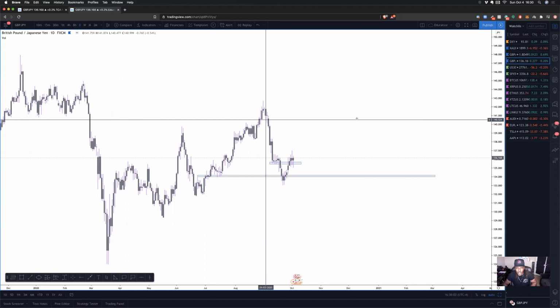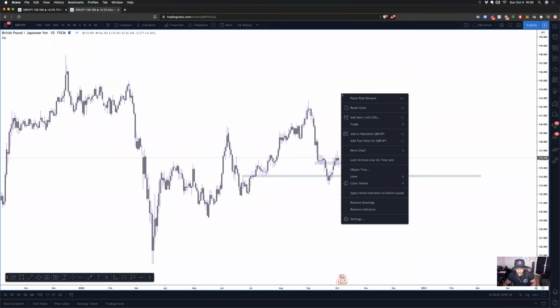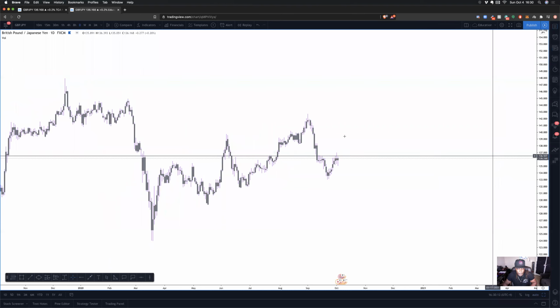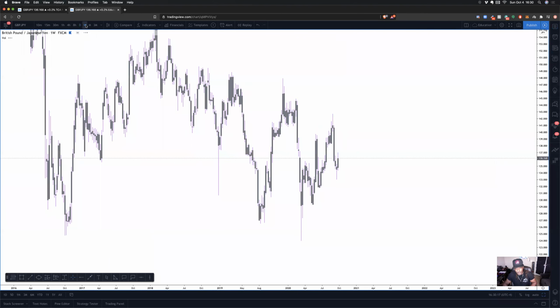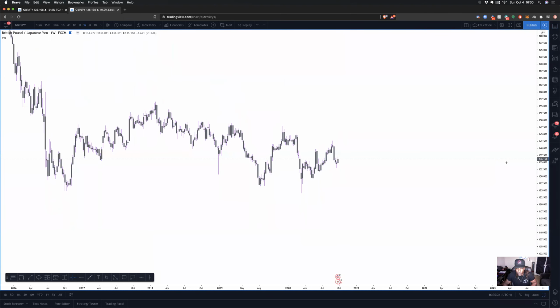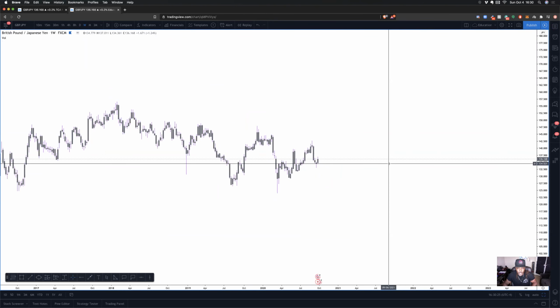Okay, cool. So we have GJ pulled up. Let me clear this chart. Remove drawings. Okay, so first things first, when taking any trade, you always want to know what the trend is, what the overall trend is in the market.